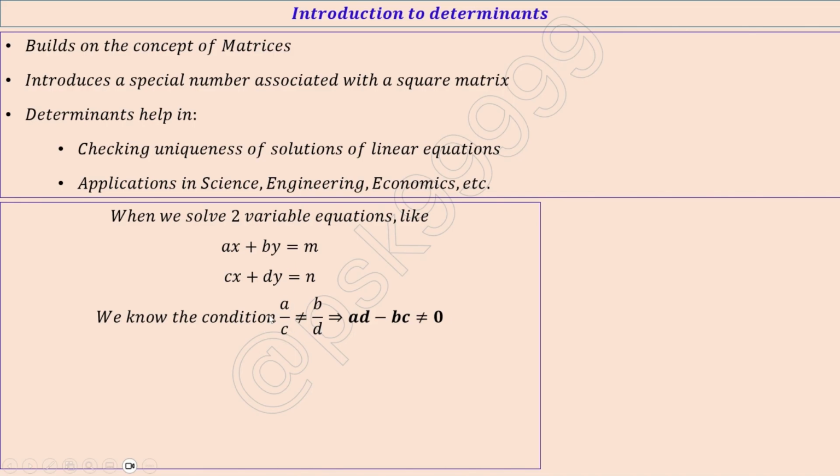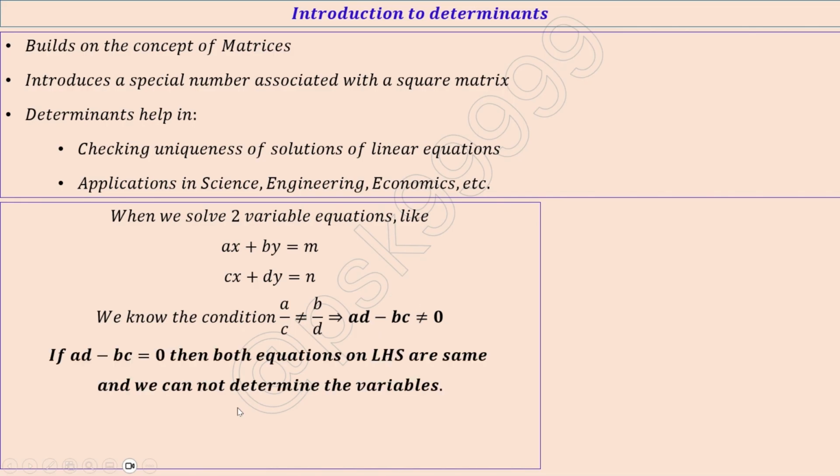The ratio A by C should not be equal to B by D. If they are equal, then it is one equation with two values, m and n. That means x and y are indeterminate. So we know the condition for solving these linear equations is A by C should not be equal to B by D, which means AD minus BC is not equal to 0. This is called the determinant. AD minus BC is called the determinant in matrices. This is the most important thing to understand, from where the determinant actually came.